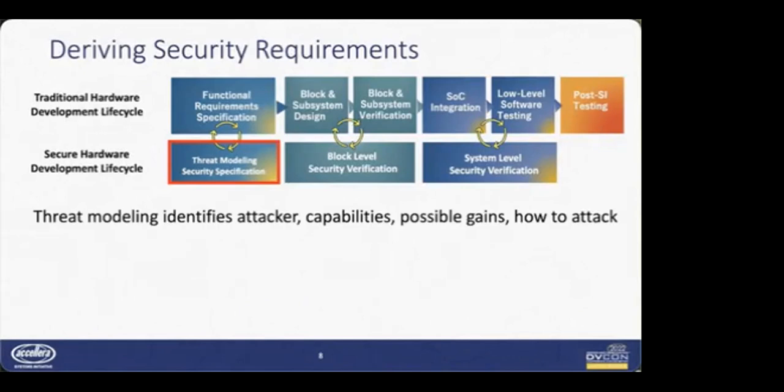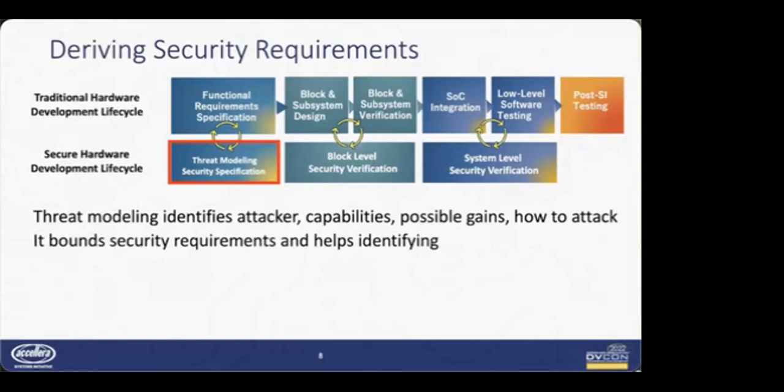Security starts with threat modeling, which identifies potential attackers, estimating what capabilities they have, how they may attack your design, and what benefit they may gain from compromising your system. Understanding the threats will help bound the security requirements and guide identifying, first, what the assets are and what the consequences are if they are not protected.